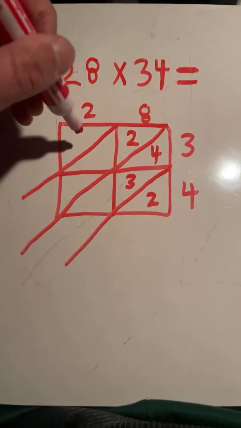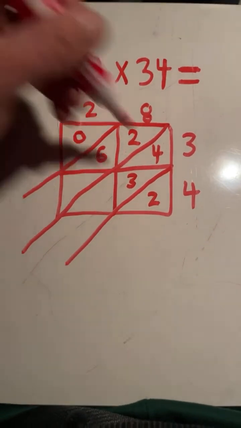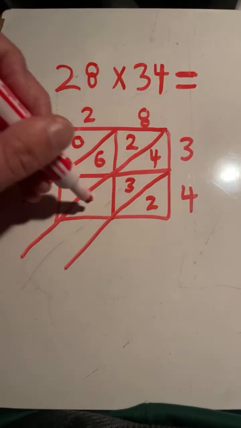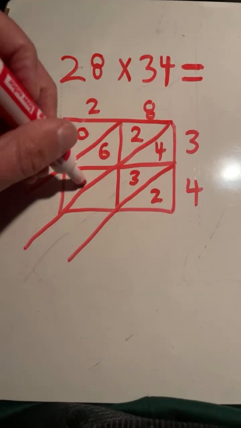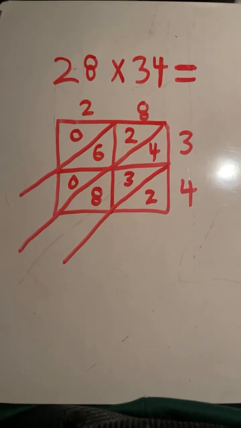2 times 3 equals 6, so we have a 0 and a 6. And 2 times 4 is what goes in this square. 2 times 4 equals 8. Now, all the multiplication is done.